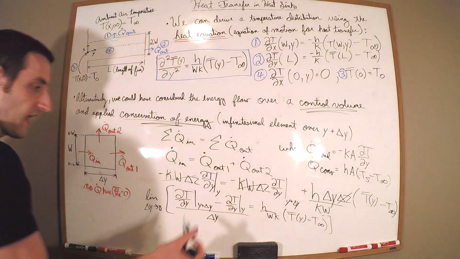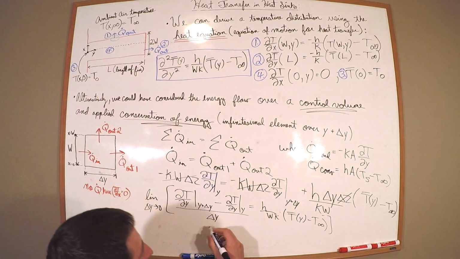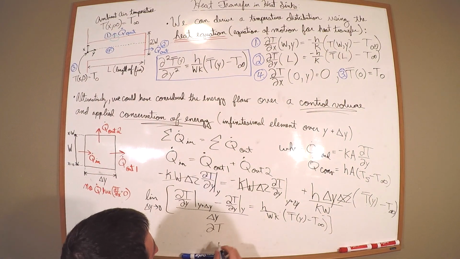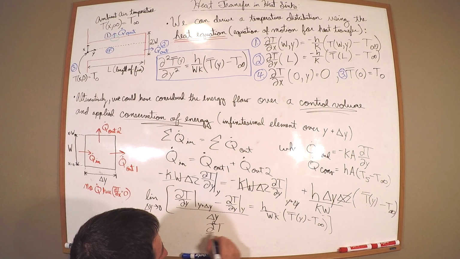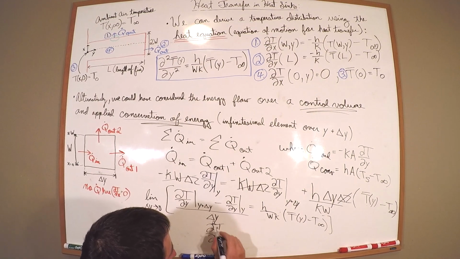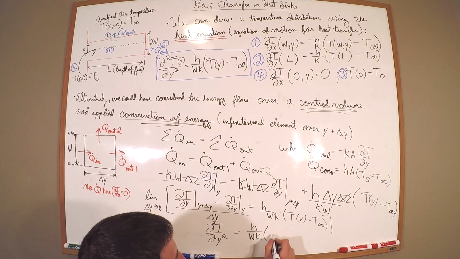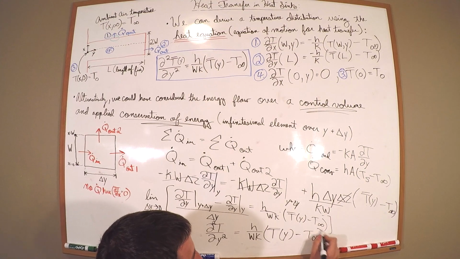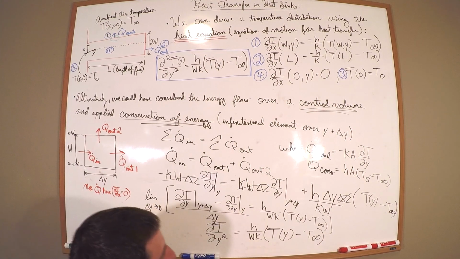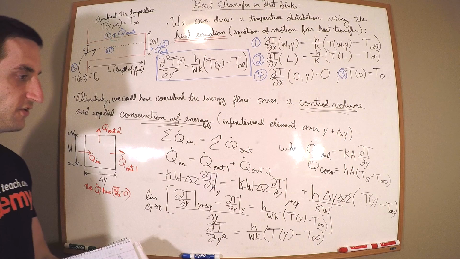Okay, so this guy, if I move my eraser out of the way, this guy literally just becomes d squared T, the second derivative with respect to y. All right, and that's equal to h over wk times T(y) minus T infinity. And we can just make a substitution in right there, change the variable, so it matches that guy right there. And what do you find?